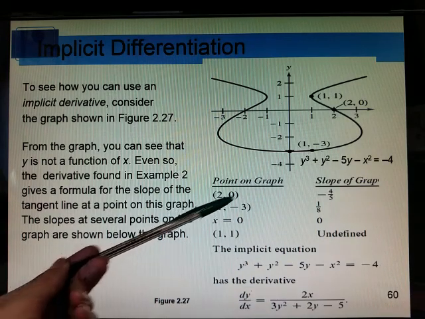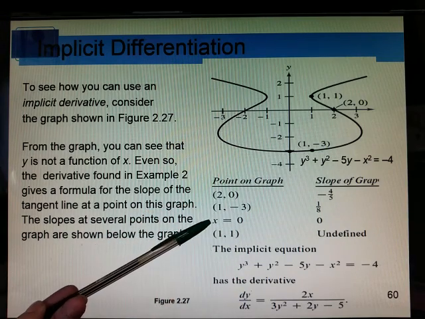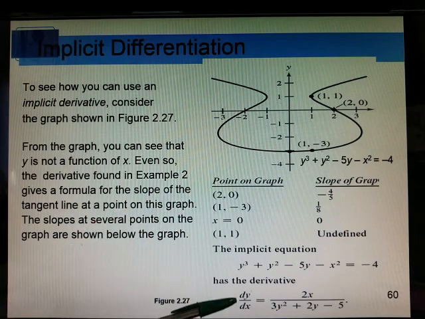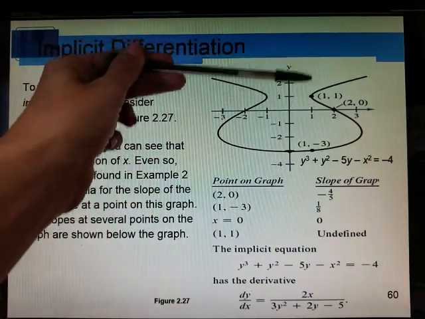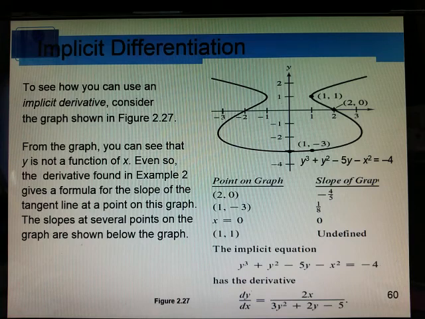The point (1, -3), it's over here, the slope would be 1/8. The slope at x equals 0, here's x equals 0, right there, that slope is 0. If I plug 0 in here for this x, 2 times 0 is 0 over whatever the y's are. The slope at the point (1, 1) right here would be undefined. That would be that vertical tangent line, and that slope would be undefined. And you are not expected to know how to make this graph.